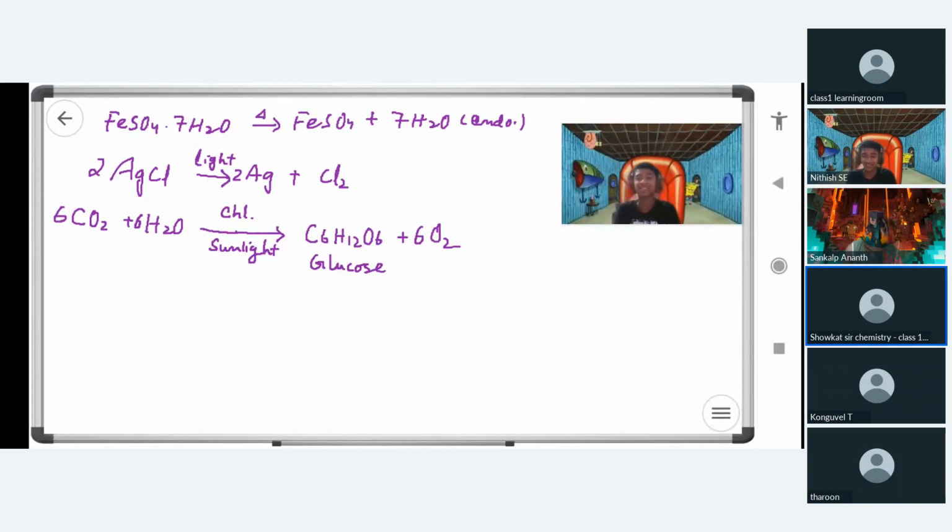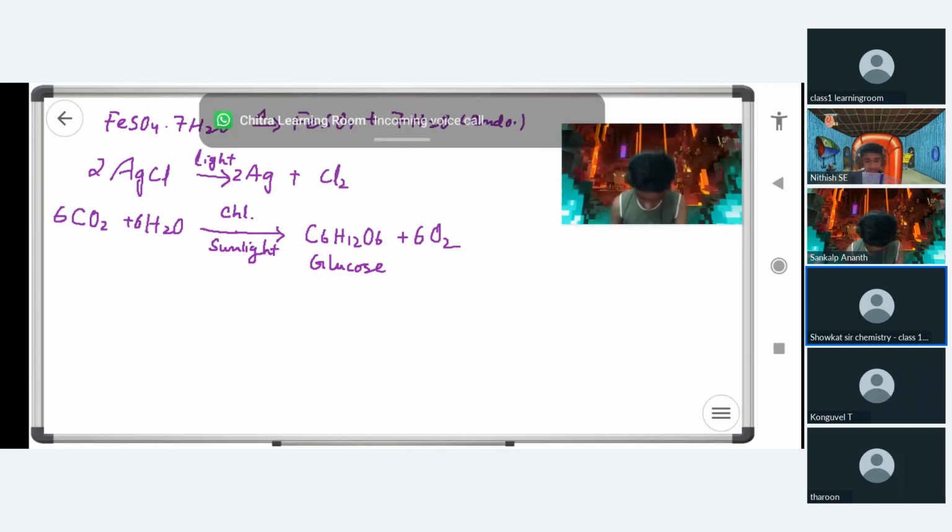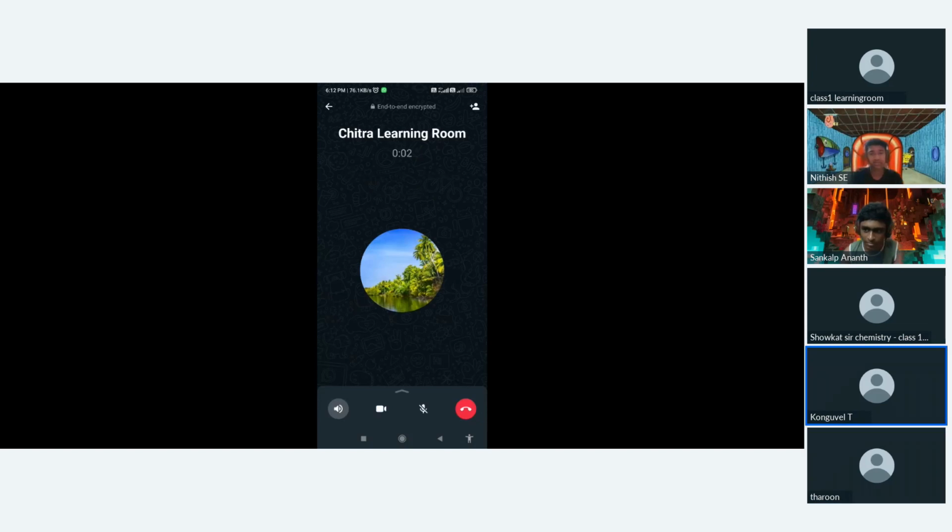Whether your reaction is decomposition or displacement, you have to remember that if heat energy is evolved, that's your exothermic, and if heat energy is absorbed, that's your endothermic. Simply. Should I write delta minus then? Yeah, you probably should.